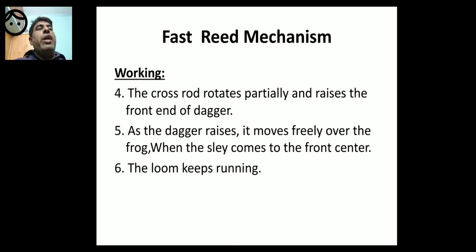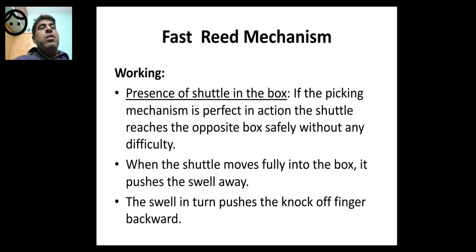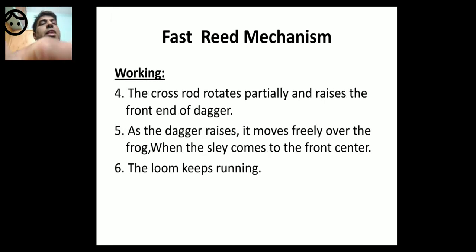The cross rod rotates partially and raises the front end of the dagger. Because the knockoff finger moves backward, the cross rod rotates partially and raises the front end of the dagger. As the dagger is raised, it moves freely over the frog. This is an important point that is shown in the video also. This happens when the sley is at the front center, and the loom keeps running.